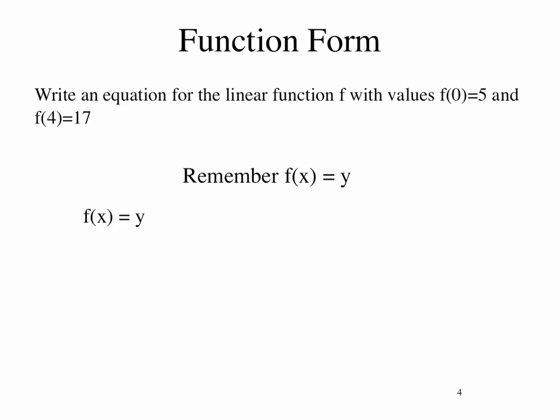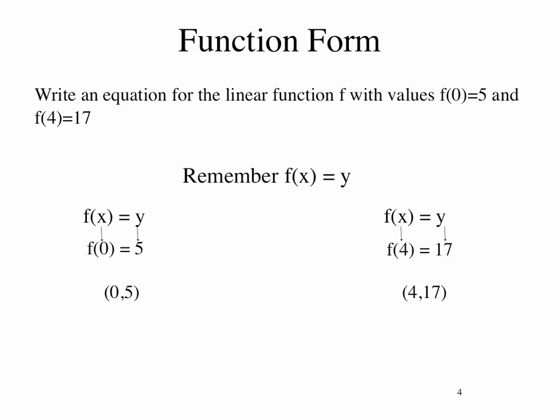If we remember this, we can translate the function form values we were given into things that look more like coordinate points. So f of x equals y. That means that when f of 0 equals 5, that's another way of writing the point 0, 5. And f of 4 equals 17, that's another way of writing the point 4, 17.